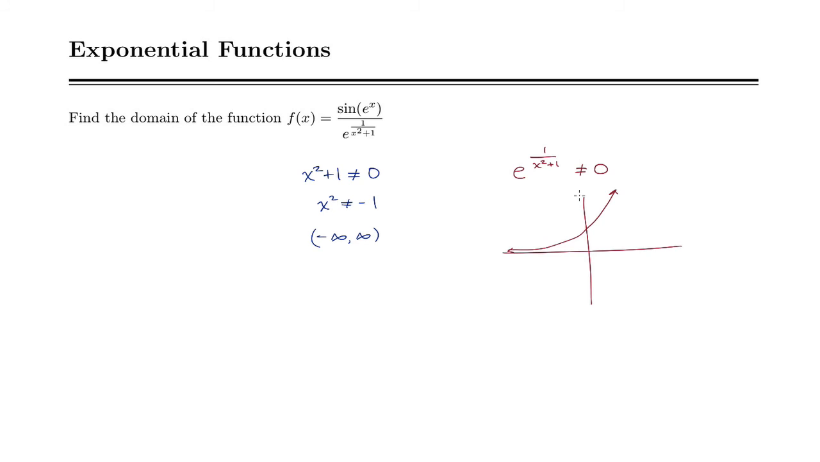So e to the 1 over x squared plus 1 is always not equal to 0. And so our domain for that is also -infinity to infinity. And so obviously the overlap for these is all real numbers, -infinity to infinity. So our domain is -infinity to infinity.